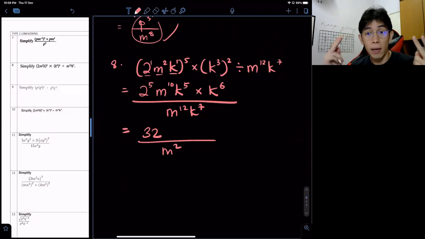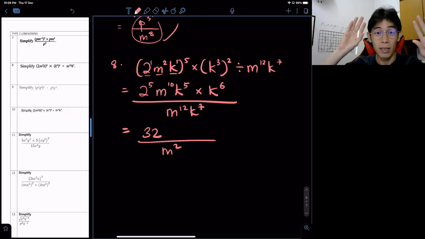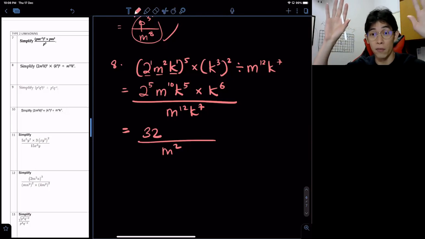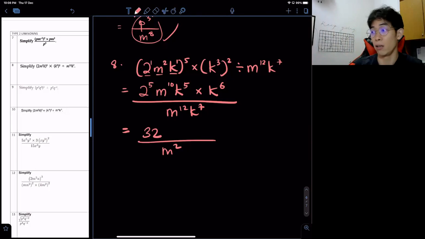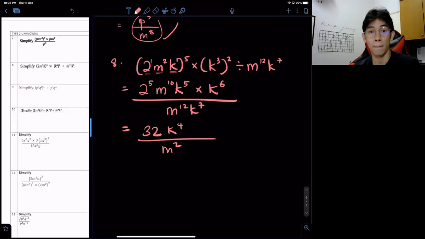You get it? Then, you see, that's why I say quick maths. So k power 5 times k power 6, it's 11 of them on top. k power 7 is like 7 of them below, right? So you make a difference of it, you get k power 4. You got it. Okay, you got it.